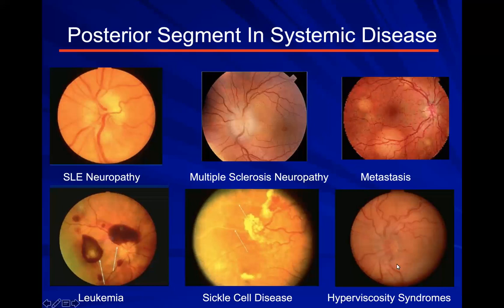And then your hyperviscosity syndromes. This is really very unfortunate. You have these very tortuous vessels simply because of your hyperviscosity syndrome. Many a times these patients show up to us not knowing they have any blood disorders. I look into the eye, then I call the hematologist and say, I'd like to refer this patient to you because I saw something in his retina.